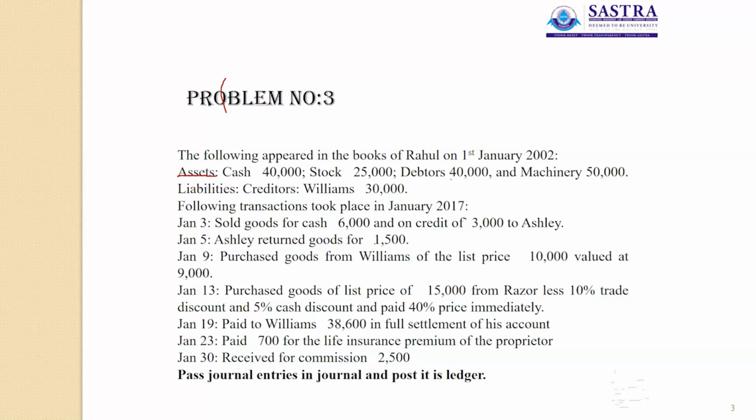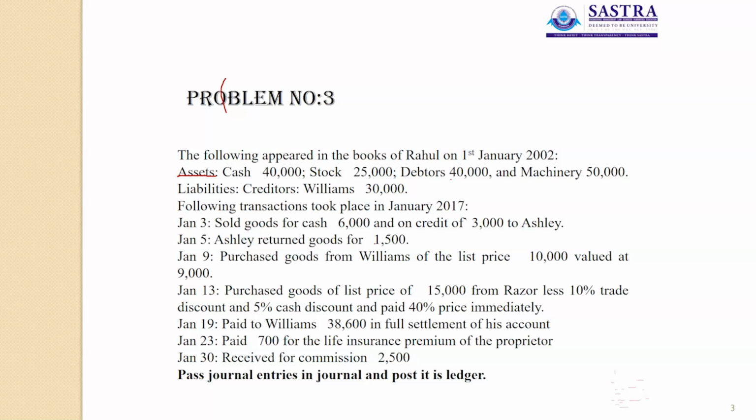Then liabilities. Creditors is the liability. So Williams rupees 30,000 is recorded as credit balance. So to creditors account 30,000. The difference between these two is considered as the amount of capital. So assets minus liabilities is equal to capital. That should be considered here. Then the next one: following transactions took place in January 2017.